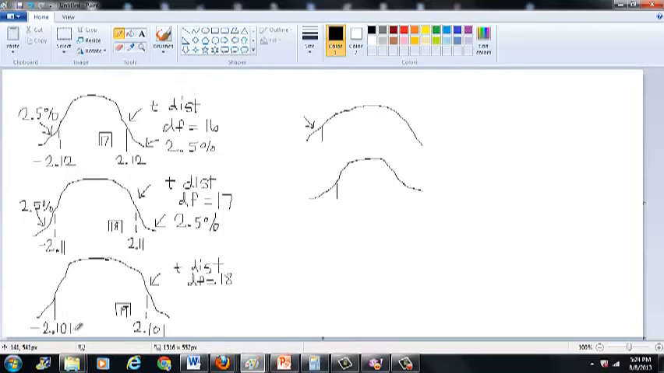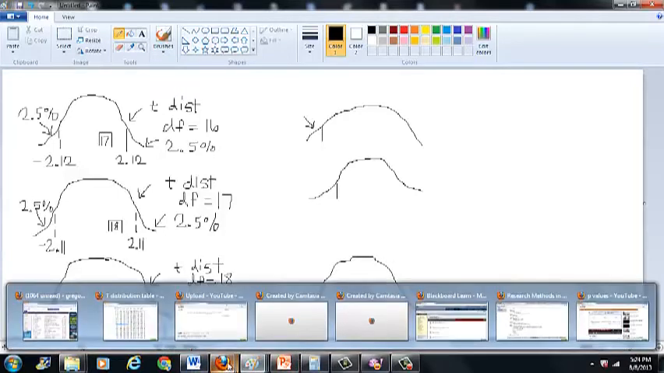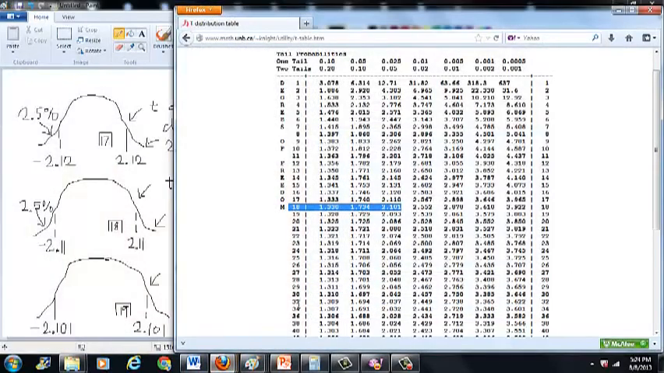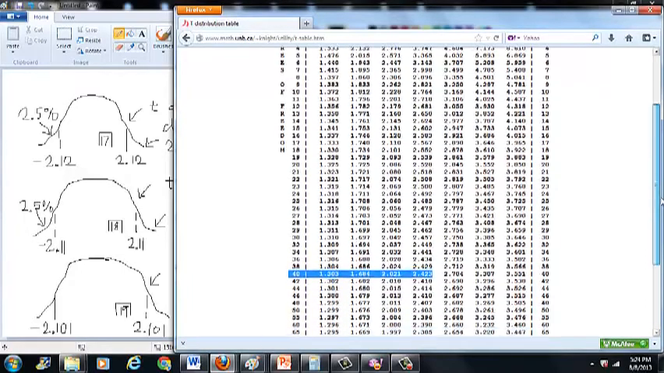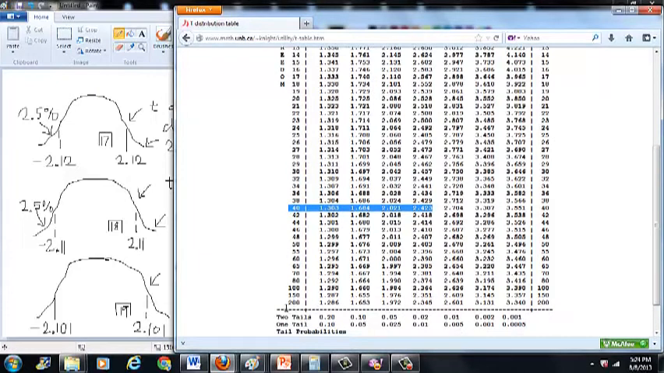What if we suddenly increased our degrees of freedom massively? What would happen? Well, if we suddenly go up to 40 degrees of freedom, we get a critical value of 2.02, which is moving closer to the center. Let's go up even higher, 200 degrees of freedom.